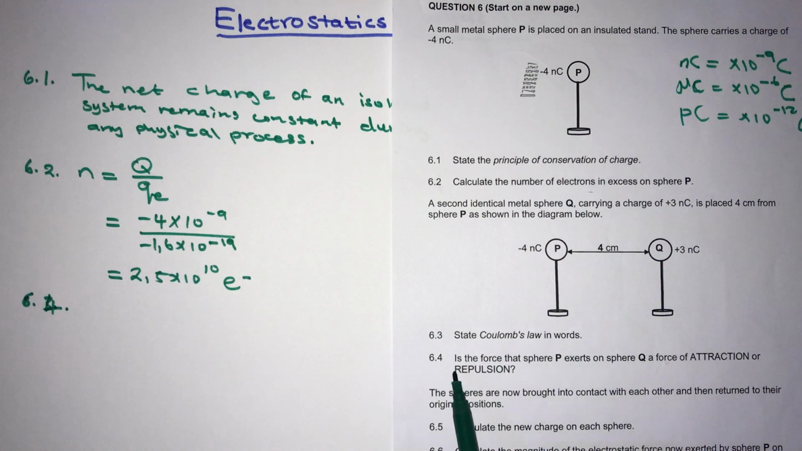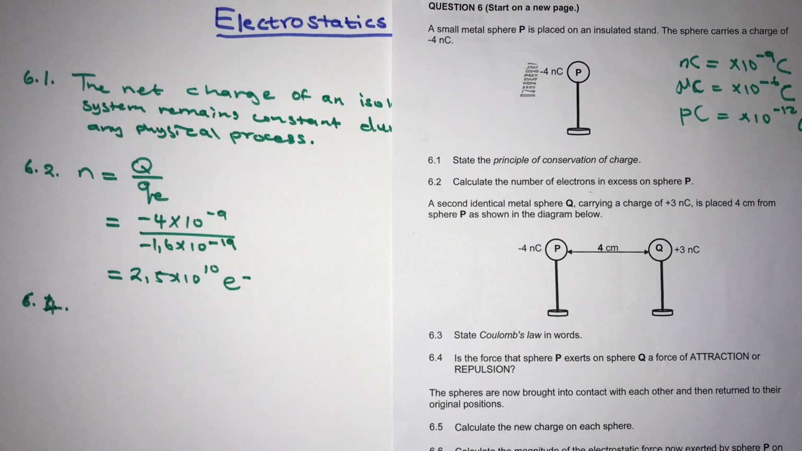So now 6.4 is the force that sphere P exerts on sphere Q, a force of attraction or repulsion. So here we have like charges and unlike charges. Like charges are either positive and positive or negative and negative. Those two charges are going to repel each other. But if there are unlike charges, positive and negative, these two charges are going to attract each other, right?